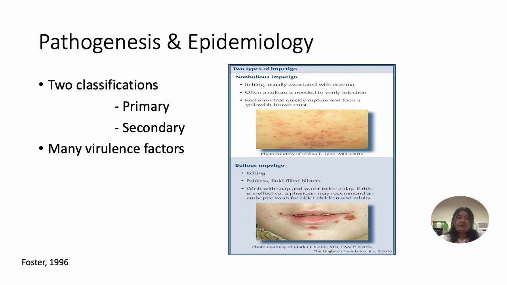Okay, so now we're going to go over the pathogenesis and epidemiology. Classification of impetigo comes in two categories, primary and secondary. Primary impetigo is when the skin was previously unharmed and healthy, and it becomes affected by direct bacterial infection. On the other hand, secondary impetigo is when the formation occurs due to a previous skin wound.